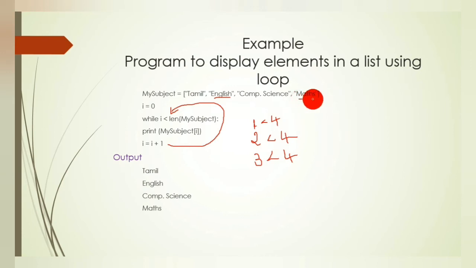Maths. The index value of Maths is 3, okay: 0, 1, 2, 3. So Maths will be printed. Again the value of i is incremented by 1. Now the value of i is 4.